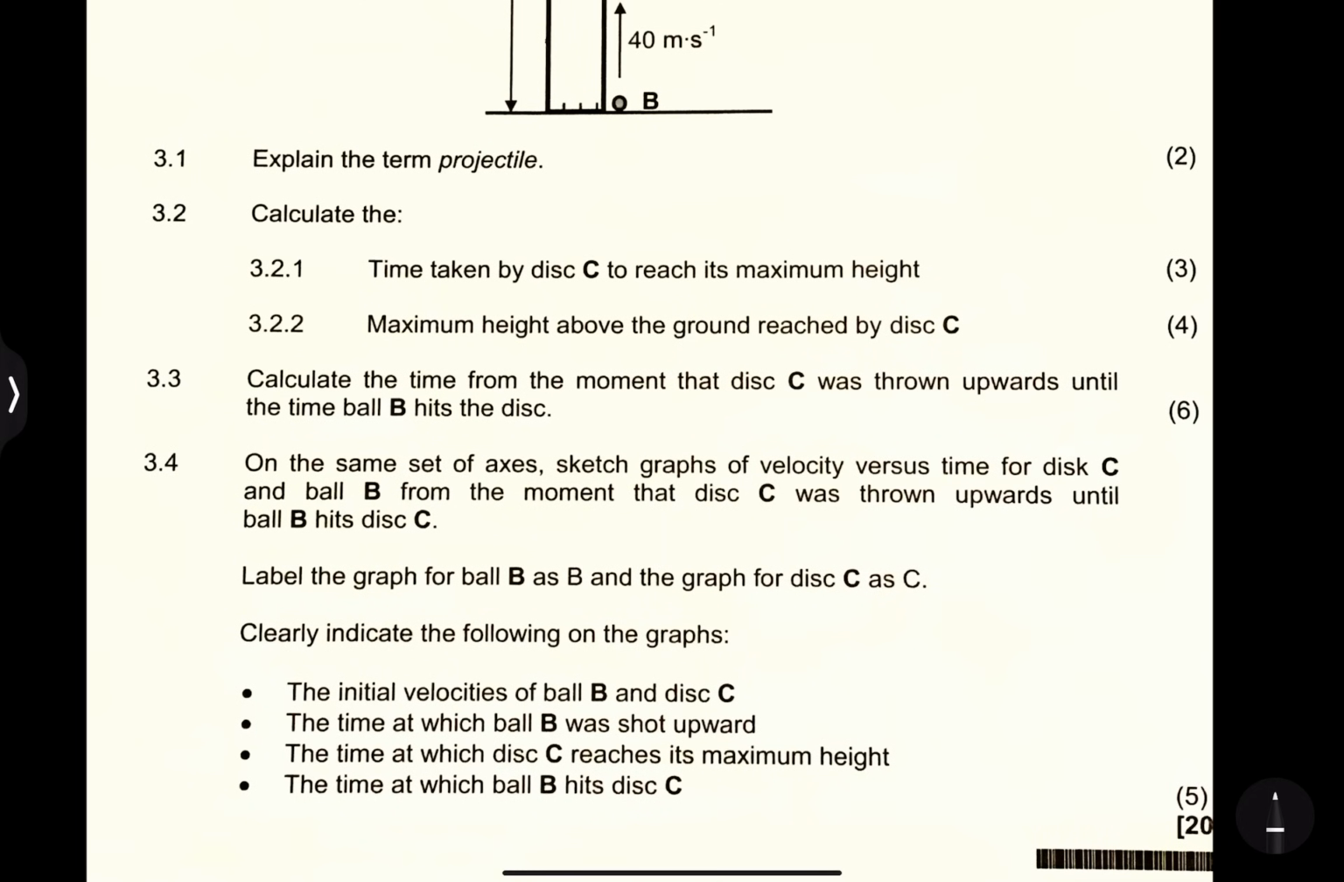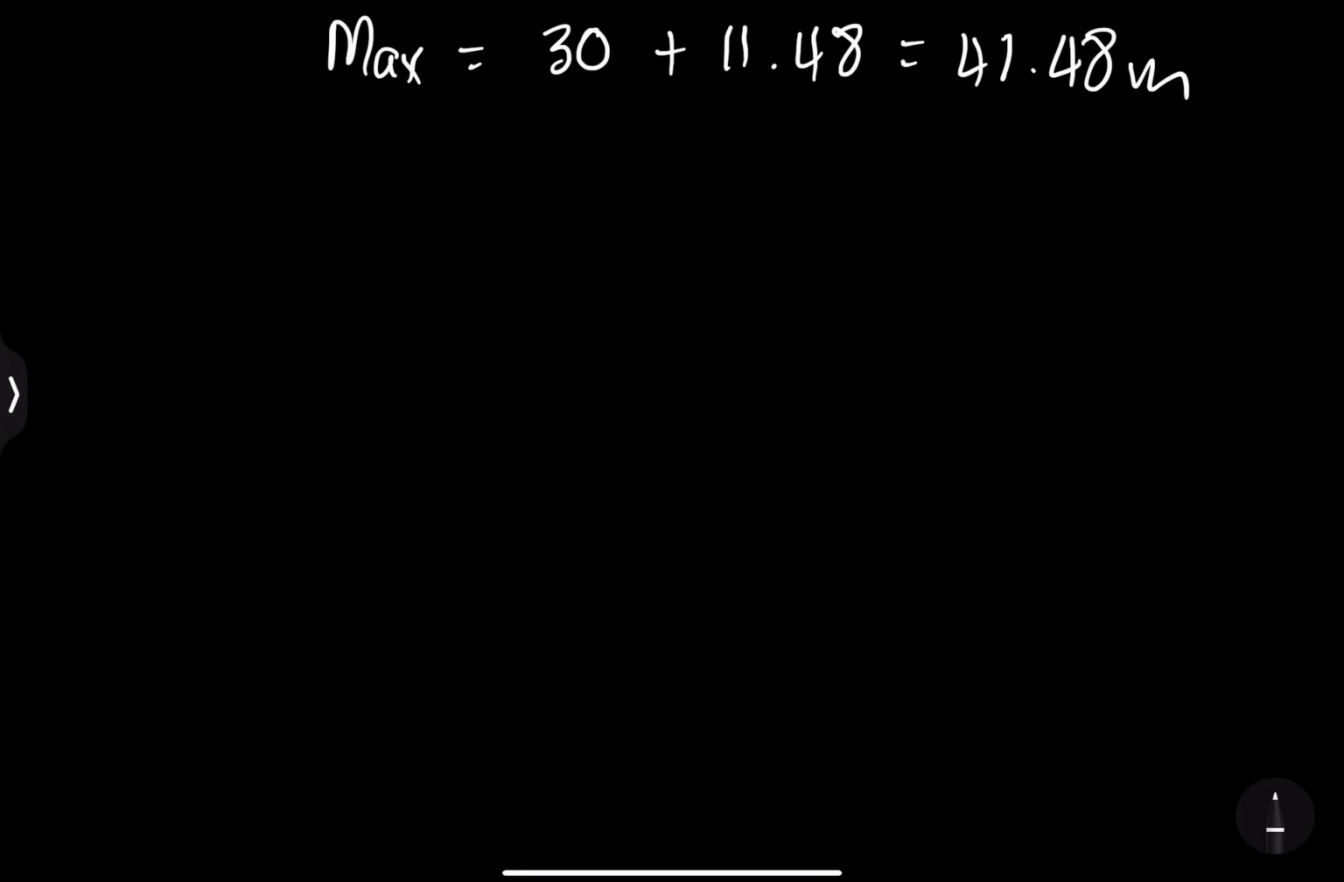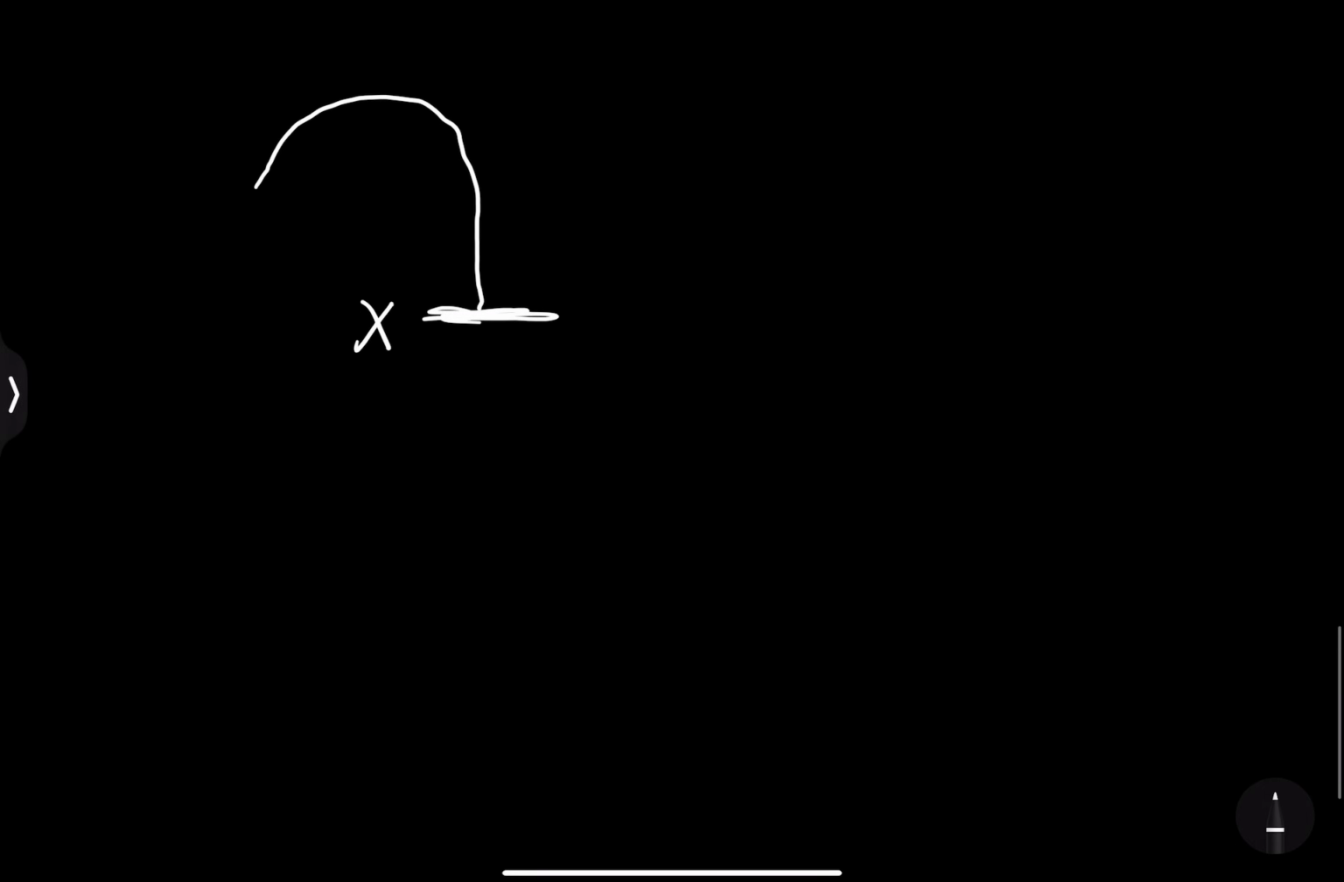So they say to us, calculate the time from the moment that disk C was thrown upwards until the time ball B hits the disk. In this case, here is the disk. As it goes down, let's say it gets to some point, let's call that point X. But in this case, we also had released the ball, and let's assume that they collide when they get to this point X over here.